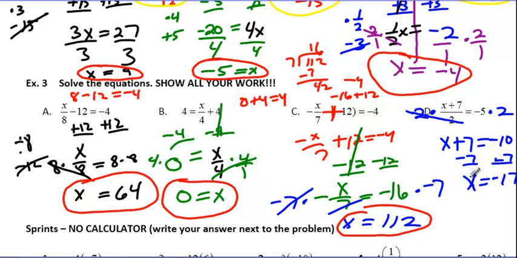Alright, and of course we got to go ahead and check it. Negative 17 plus 7, that's going to be negative 10 over 2, which is negative 5. And I just verified it. It works. There is my answer.